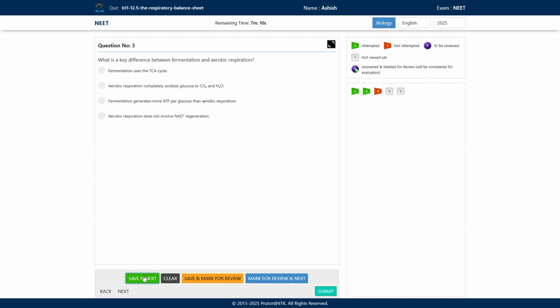What is the key difference between fermentation and aerobic respiration? The options are: fermentation uses the TCA cycle. Aerobic respiration completely oxidizes glucose to carbon dioxide and water. Fermentation generates more ATP per glucose than aerobic respiration. Or the fourth option, aerobic respiration does not involve NAD plus generation. So you have to differentiate between fermentation and aerobic respiration. Let's look at the answer.